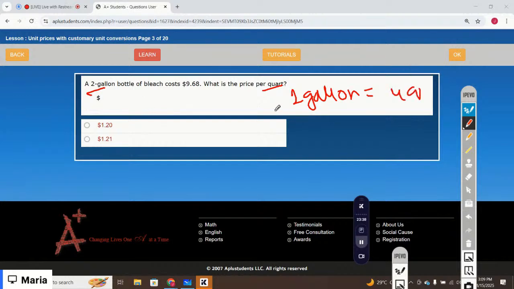So 2 gallons equal 2 times 4 equal 8 quarts. So just divide it by 8. 9.68 divided by 8, that is $1.21. So option number 2 is the correct option, that is $1.21.